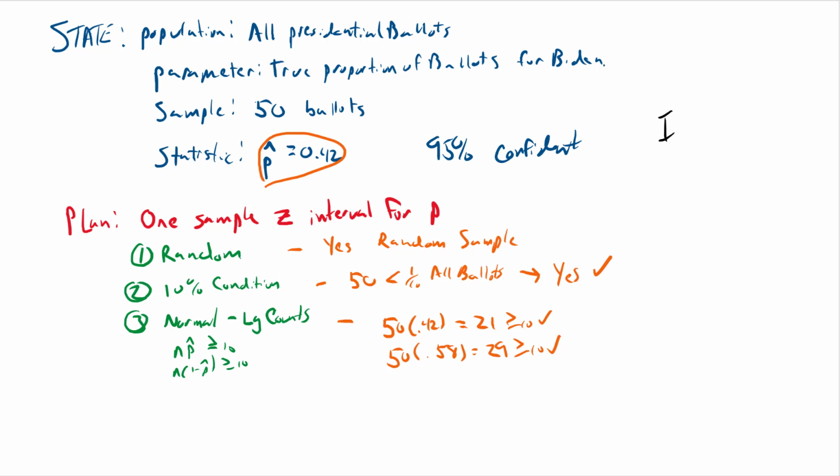So again, if p-hat is unknown, use 0.5. Let me just write that out a little bit better instead of saying 0.5. Use your p-hat value is equal to 0.5. Okay?